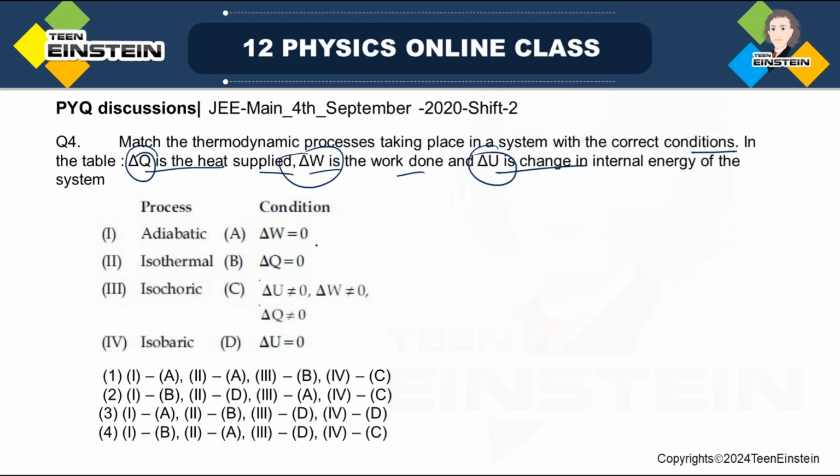So here the processes are given as adiabatic, isothermal, isochoric, isobaric, etc. And there are five options, 1, 2, 3, 4, 5, given again corresponding to each of the processes mentioned in the left hand side column. Okay, so we have to match them.